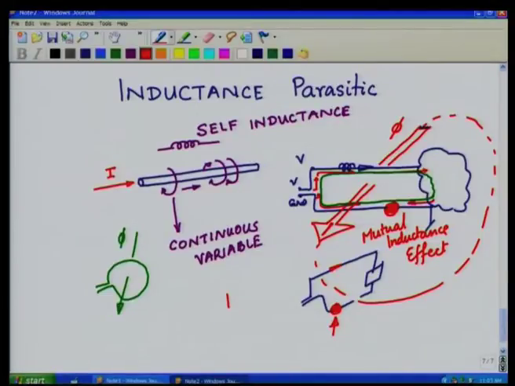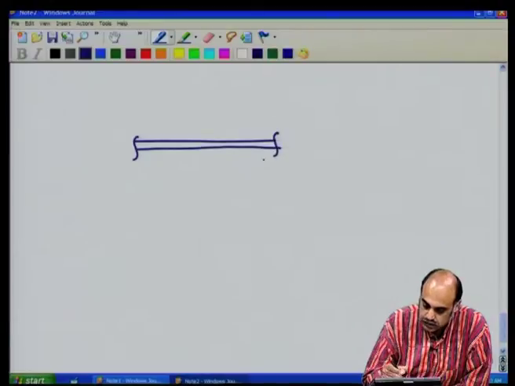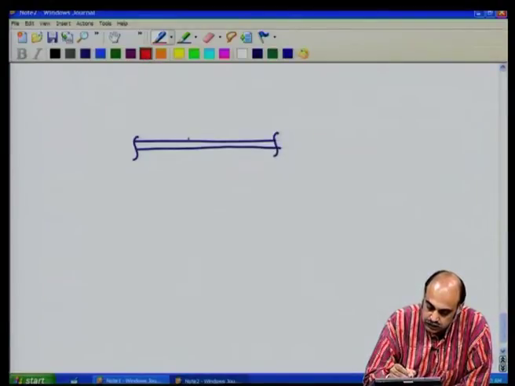Now, how do we go about estimating the value of the inductance? Let us take a simple case first of finding the value of the inductance. We take just the PCB and then we consider a conductor.